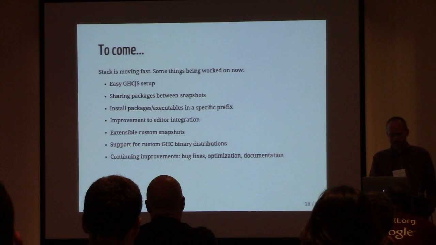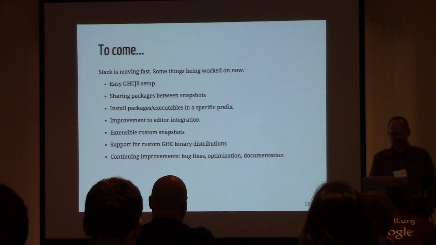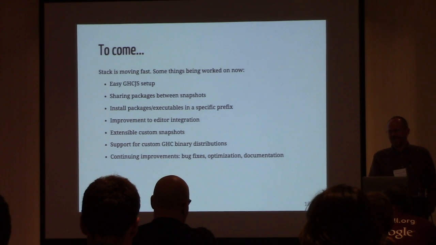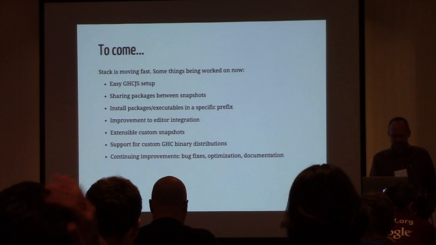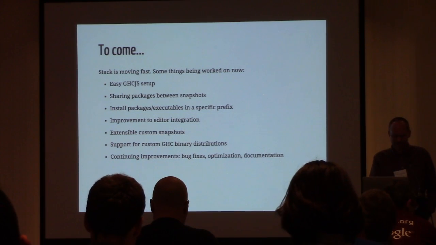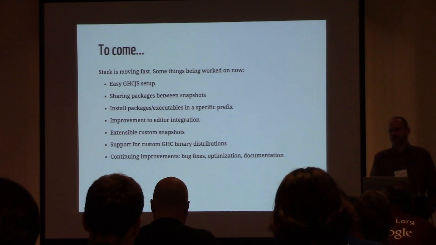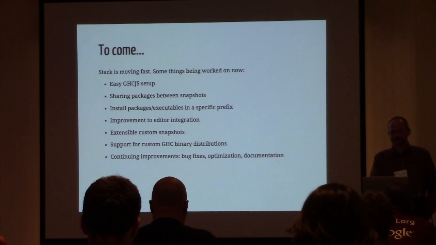Some things to come. There are lots of issues in the issue tracker for new features. Some of the things we're working on right now are getting GHCJS set up to be as easy as GHC. Right now it's supported, but it won't install it for you. I already mentioned a couple of these. Being able to do things a little better with executables, so that if something has data files, you can specify where those should go. Editor integration always needs improvement. Making the custom snapshots better. Supporting custom GHC binaries, so if you want integer-simple, you can just get that. And then the stuff you're always doing: bug fixes, optimization, better documentation.